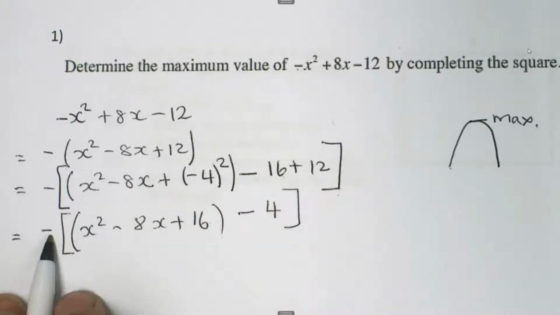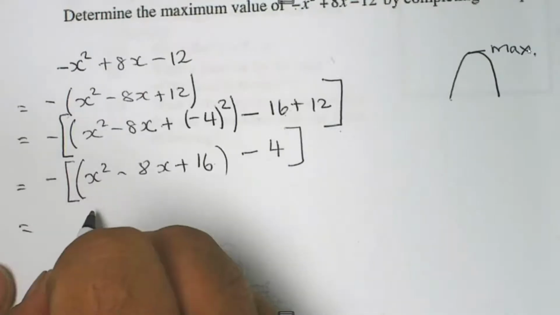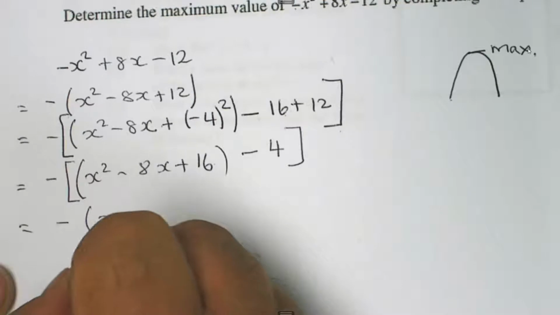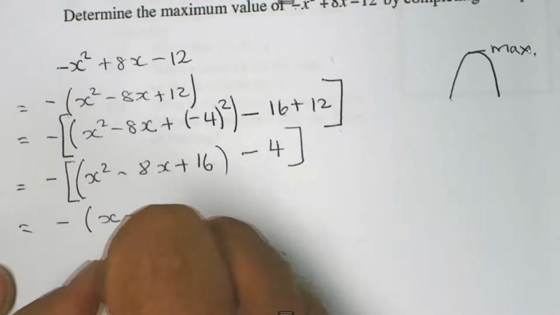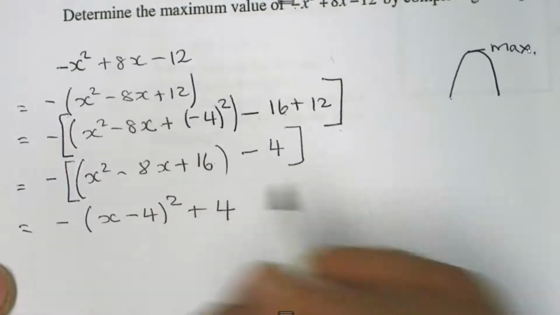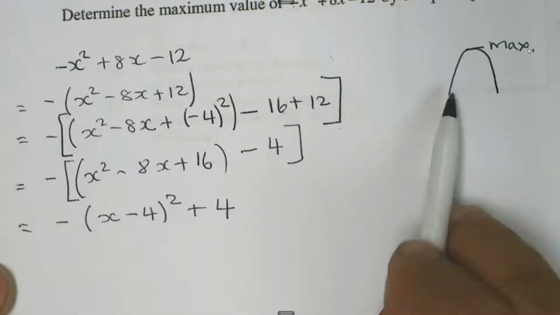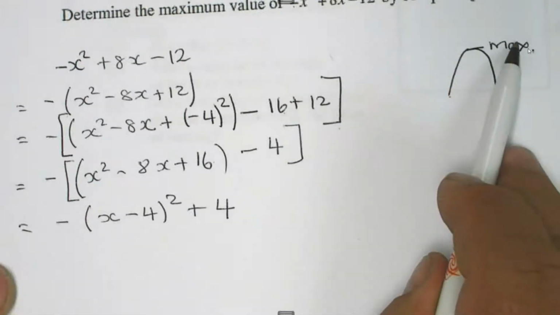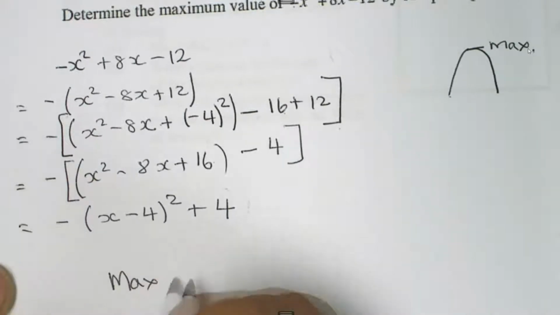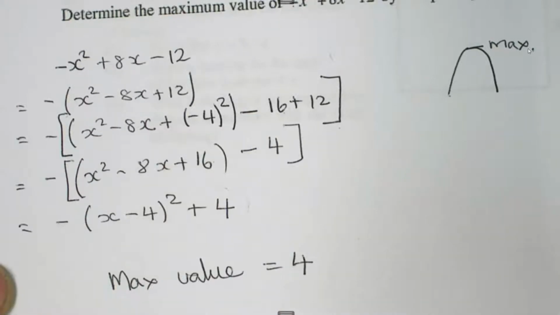Now if you multiply in by that, we're going to get -(x - 4)² + 4. Because a is negative, the parabola has arms down and it's a maximum, and the maximum value is this value here. So the maximum value equals 4. That's the maximum value.